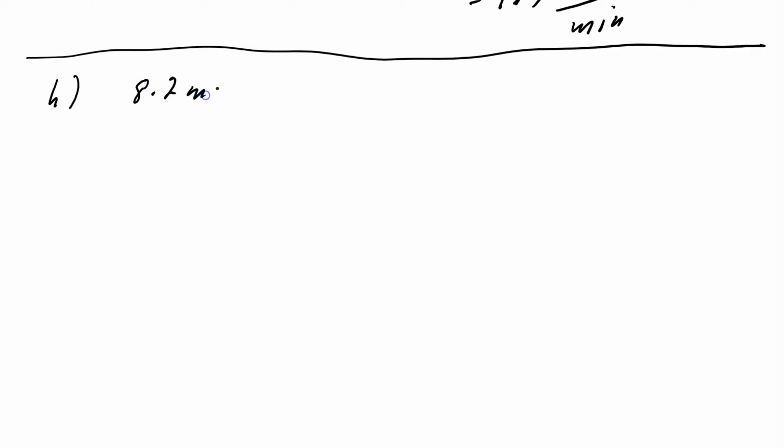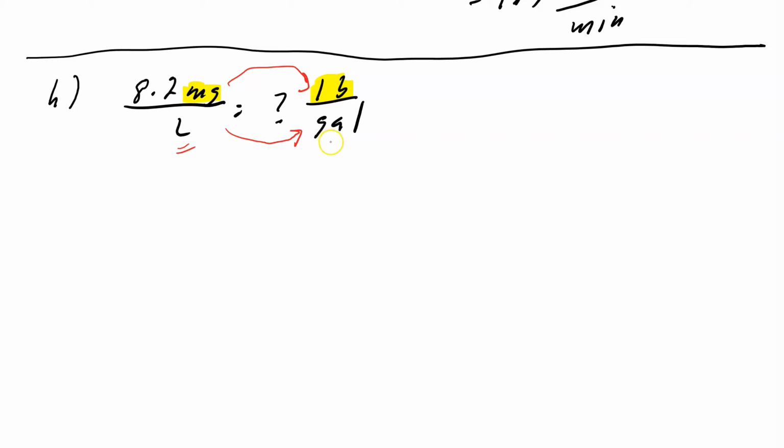8.2 milligrams per liter equals question mark pounds per gallon. Once again, in the numerator, we have mass or weight units. We're asked to convert from milligrams to pounds, so we're going to need a conversion factor to go between the metric system, milligrams, and the English system, pounds. And then downstairs, similar thing. We've got a metric unit, liters, and we're asked to convert that to the English unit of gallons.